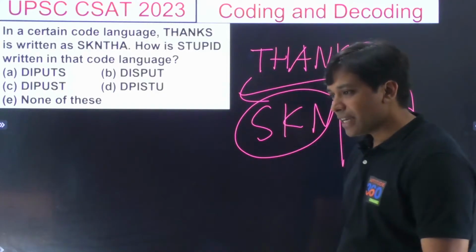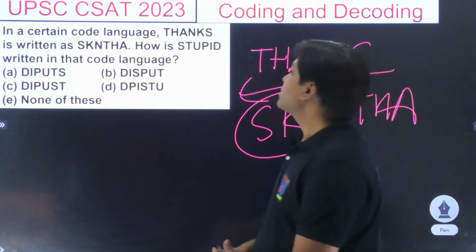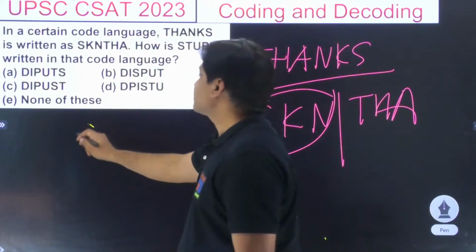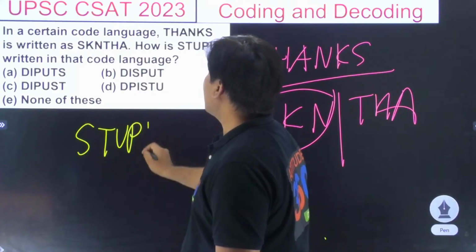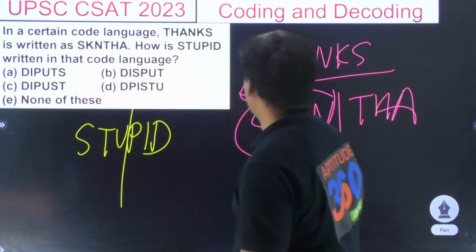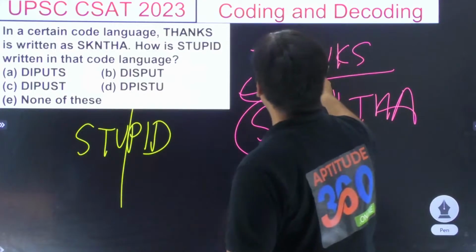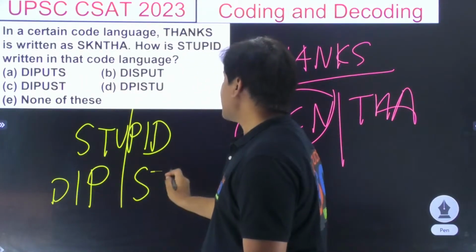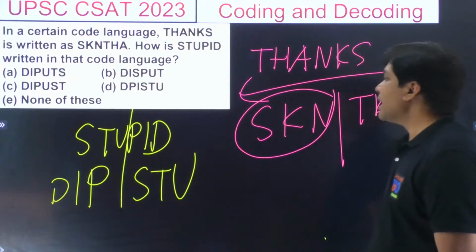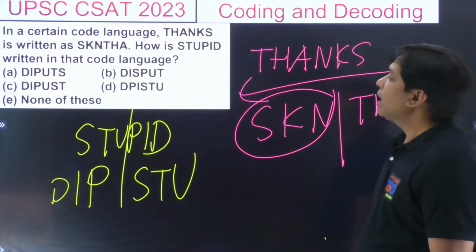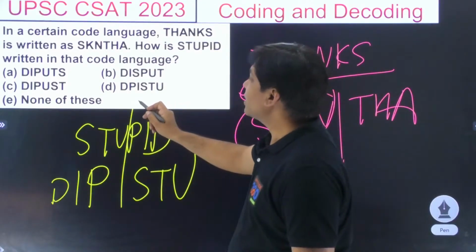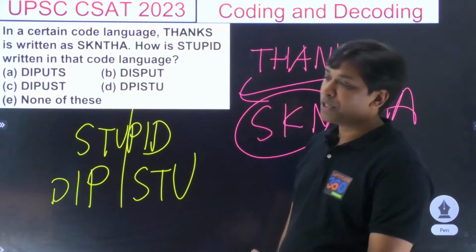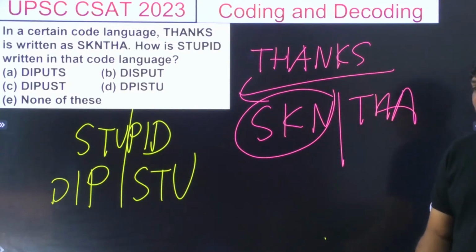Vishal, you're getting A and Shivani is getting E. So how is stupid written? Stupid is always stupid. STUPID. So we will break it into 3 parts, and here we will write DIP, and write this as STU. DIP STU. None. DIP none. So the option is E. Good job Prisha, Kunjan. I hope you're getting this.